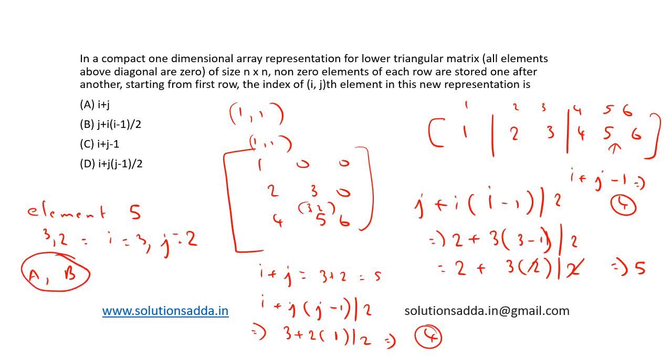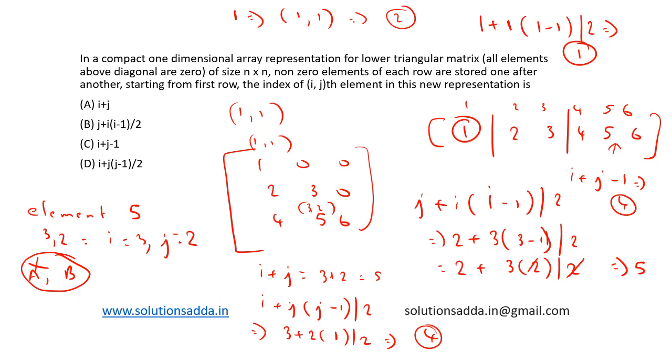Now, consider the element 1. 1 is at index 1, comma 1. Let's see option A. 1 plus 1, 2. So option A is also not the answer. Option B is (1 plus 1) into (1 minus 1) by 2, which is equal to the index 1. So 1 is the correct index. So based on the options, option B is the correct answer here.